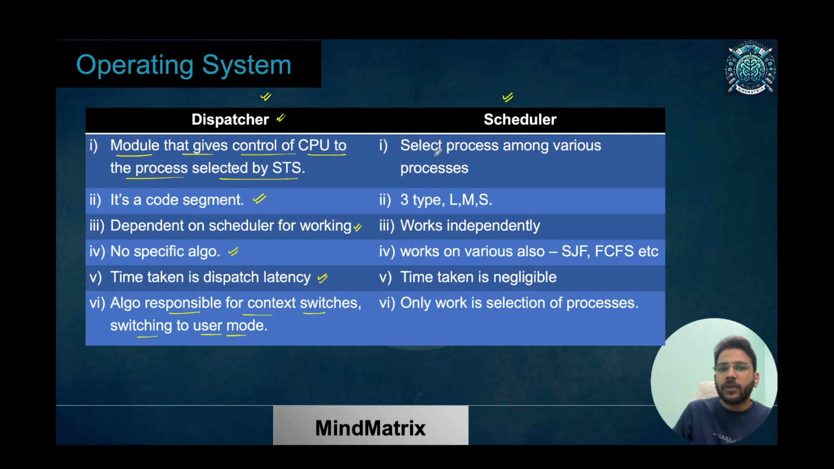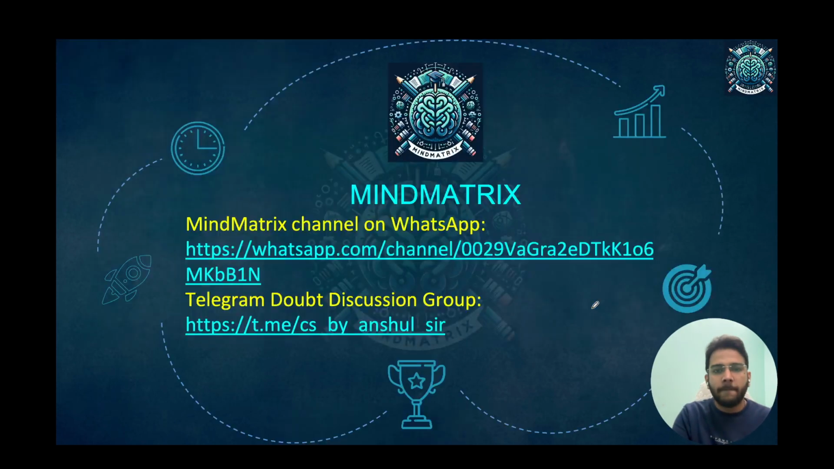What about the scheduler? It selects processes among various processes. There are three types of scheduler: long, medium, and short-term scheduler. They work independently, and work on various algorithms, shortest job first, first come first serve, and there are many CPU scheduling algorithms. Time taken is negligible. The only work is selection of processes. So it has to just select the processes that have to be executed next.